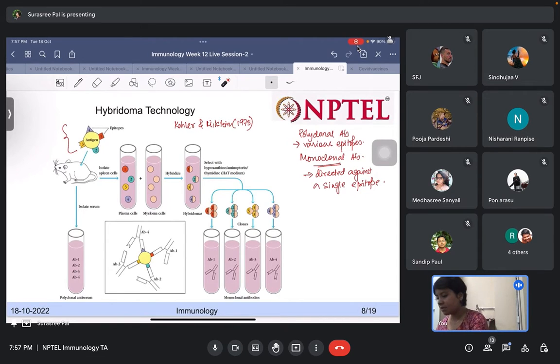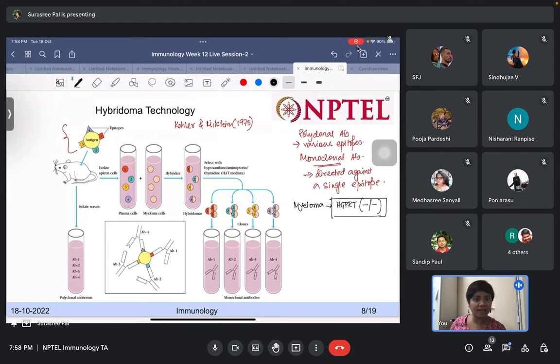Now there are some important concepts here. That is, these myeloma cells are HGPRT minus cells, which means they are mutant myeloma cells which lack this HGPRT enzyme. What is HGPRT? Hypoxanthine guanine phosphoribosyl transferase. This is a particular enzyme which is required for the nucleotide synthesis, okay?